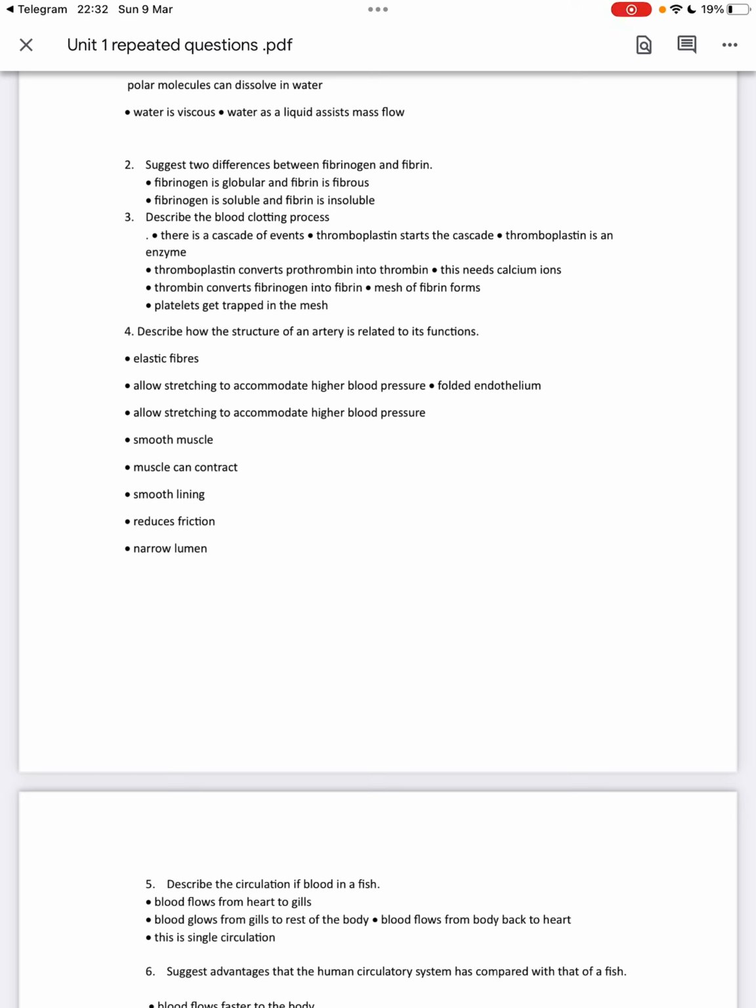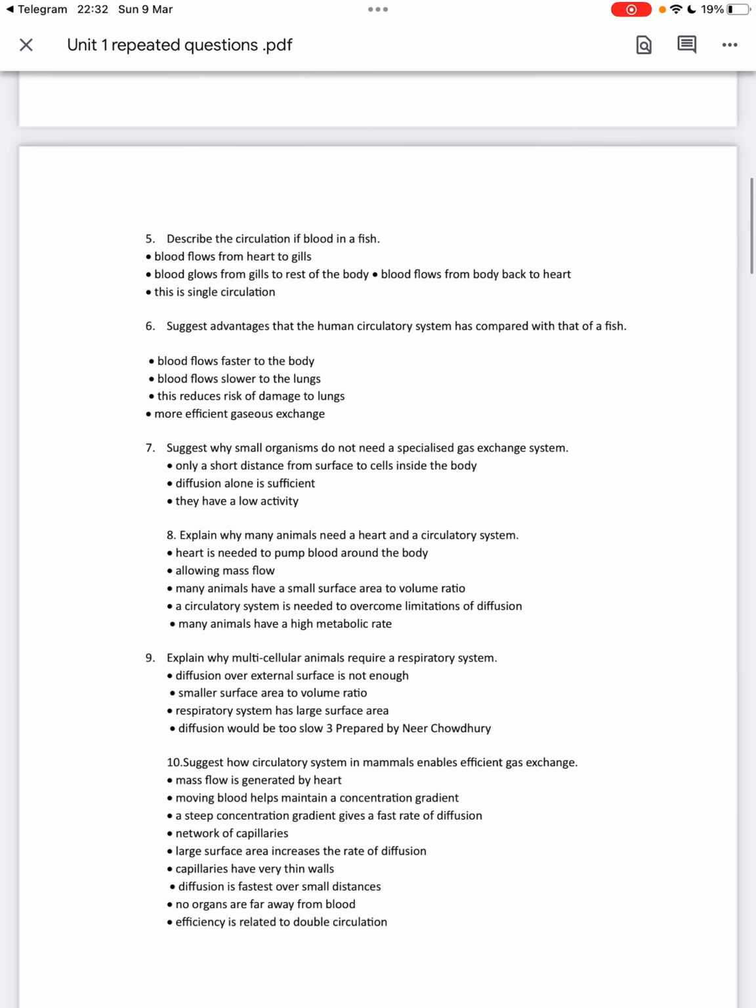Describe how the structure of an artery is related to its function. Elastic fibers allow stretching to accommodate higher blood pressure. Folded endothelium allows stretching to accommodate higher blood pressure. Smooth muscle can contract. Smooth lining reduces friction. Narrow lumen.